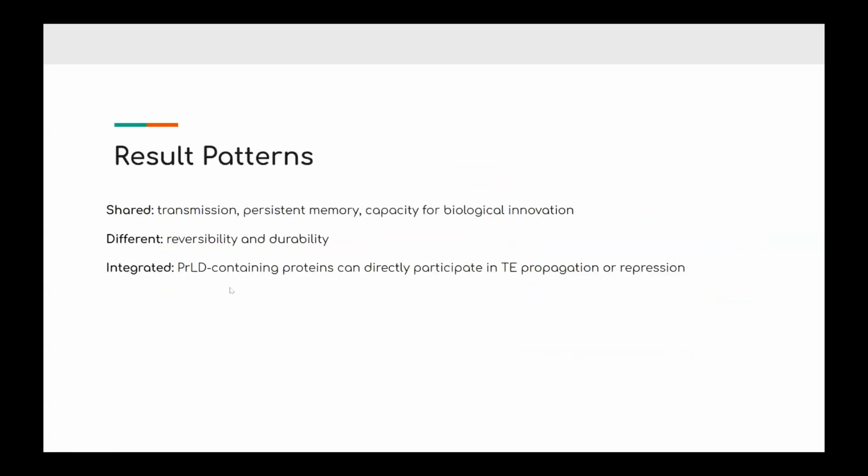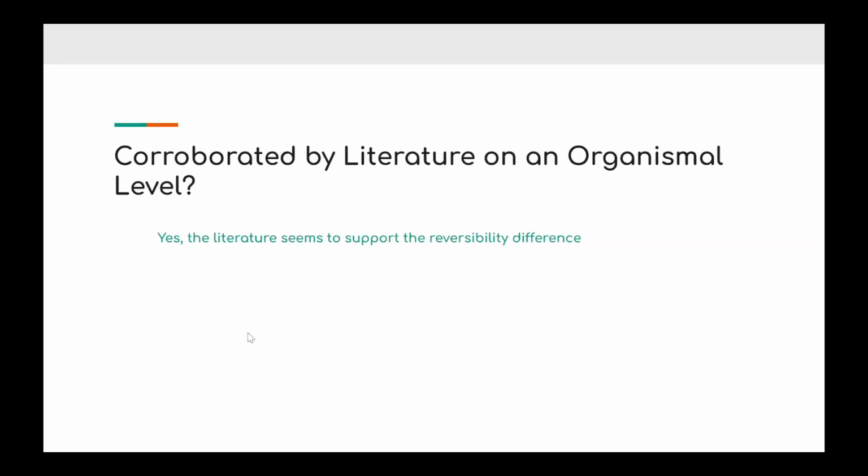And going on to my result patterns, three things stand out. Transmission and persistent effects were common in both, and both groups shared the ability to contribute to larger biological systems. And third, reversibility was the clearest difference. This is also corroborated by literature, and non-prion-like domain systems such as FUS and HNRNPA1 can form dynamic and reversible condensates. By contrast, once a TE successfully inserts into the DNA, that genomic change is generally much more persistent.